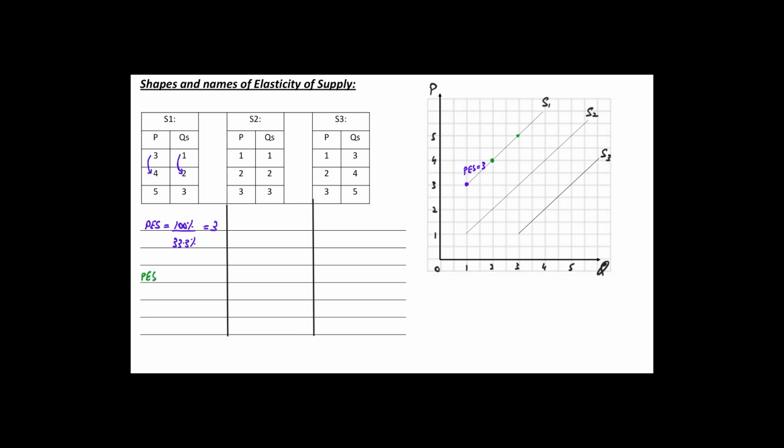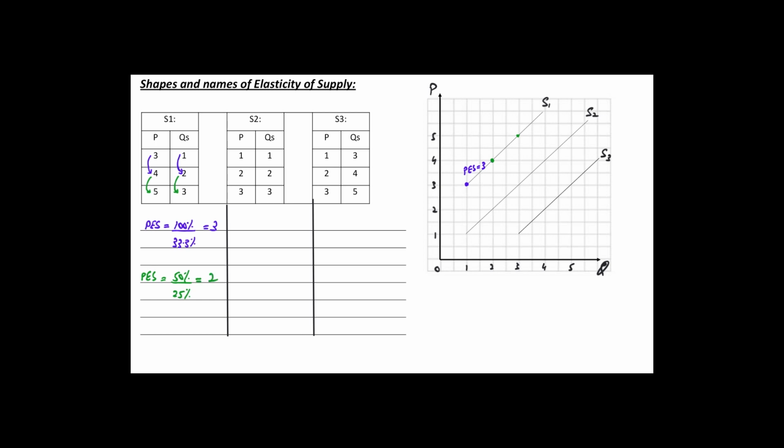So when we do it, what we get is the quantity has gone from 2 to 3, that's about a 50% increase. And the price goes from 4 to 5, that's about a 25% increase.